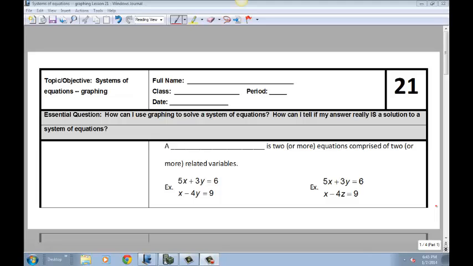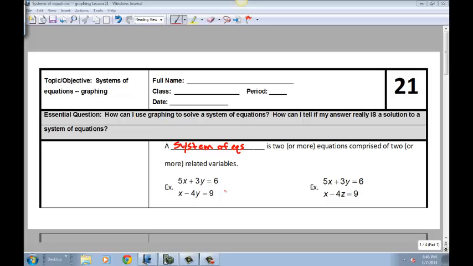So to start with, a system of equations is two or more equations comprised of two or more related variables. That's just the definition of what a system is. So, system of equations. Got two examples down here. One is a system and one is not a system. Again, it's all about the variables being related.